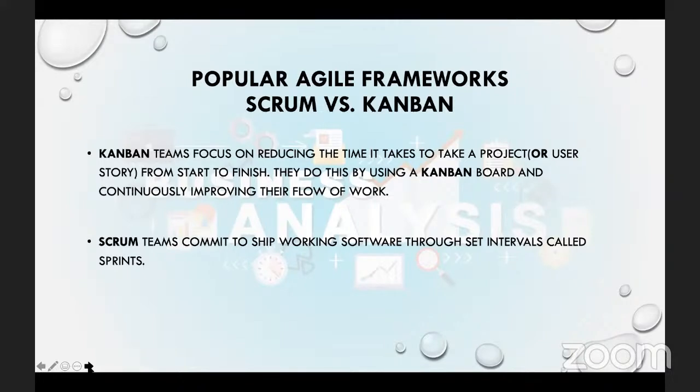So a Kanban team focuses on reducing the time it takes to move a project or a user story from start to finish. They do this by using a Kanban board and continuously improving their flow of work. And then a Scrum team commits to shipping working software through a set of intervals called sprints, right? So if you hear me say sprint, that means we're talking about Scrum here.